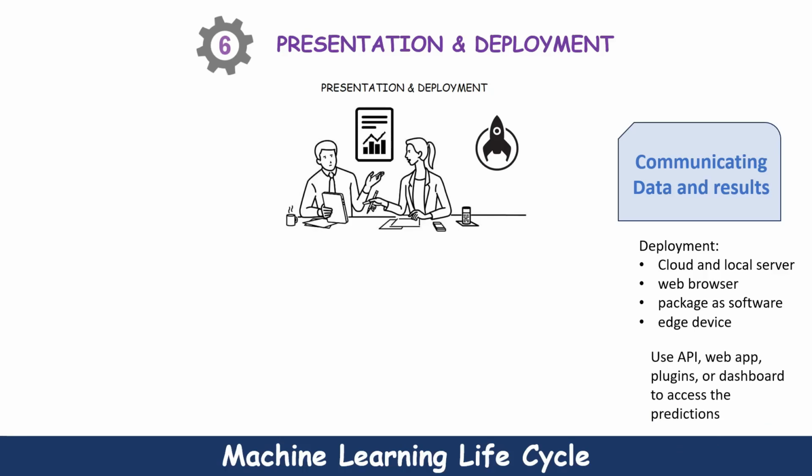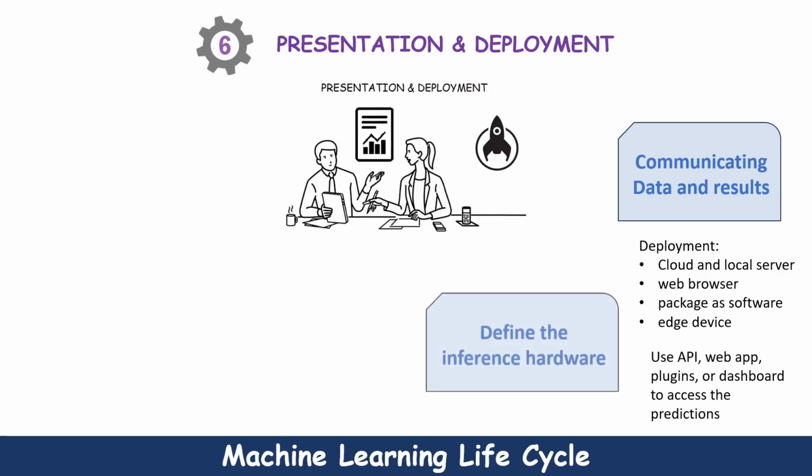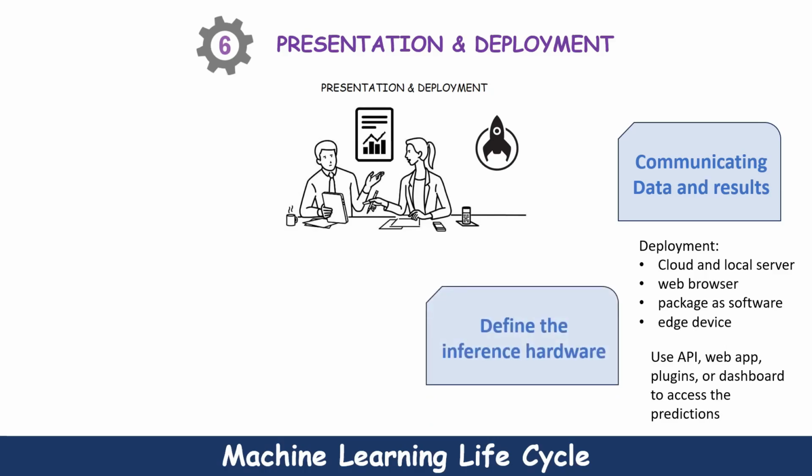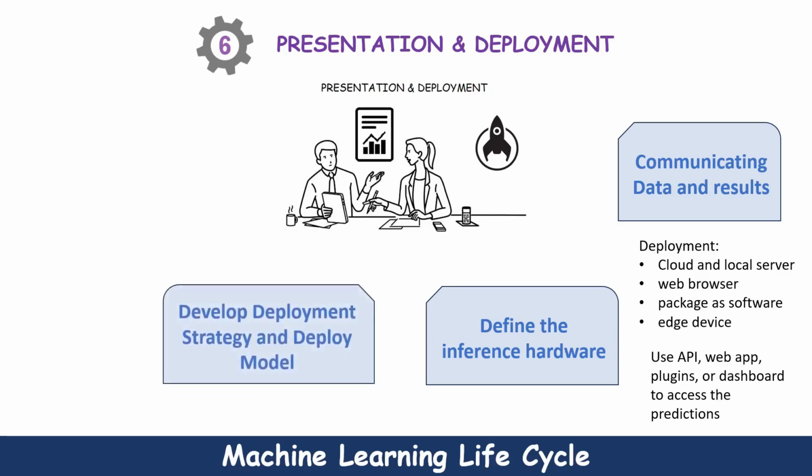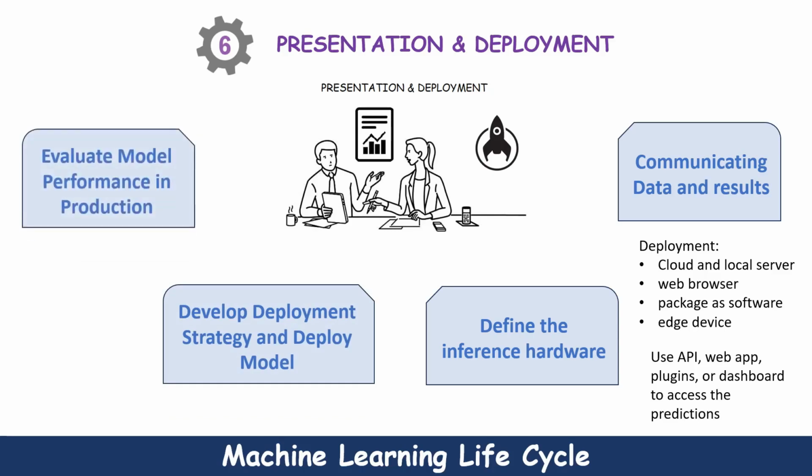In the deployment process, you define the inference hardware. You need to make sure that you are having enough RAM, storage, and computing power to produce fast results. After that, you will evaluate the model performance in production using some tests, ensuring user acceptability. The deployment strategy is really very important. You need to make sure that the changes are seamless and they have improved the user experience.